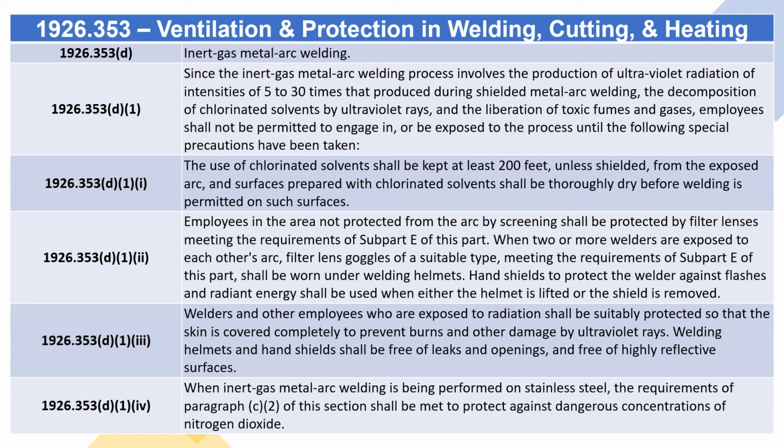D.1.3. Welders and other employees who are exposed to radiation shall be suitably protected so that the skin is covered completely to prevent burns and other damage by ultraviolet rays. Welding helmets and hand shields shall be free of leaks and openings, and free of highly reflective surfaces. D.1.4. When inert gas metal arc welding is being performed on stainless steel, the requirements of paragraph C.2 of this section shall be met to protect against dangerous concentrations of nitrogen dioxide.